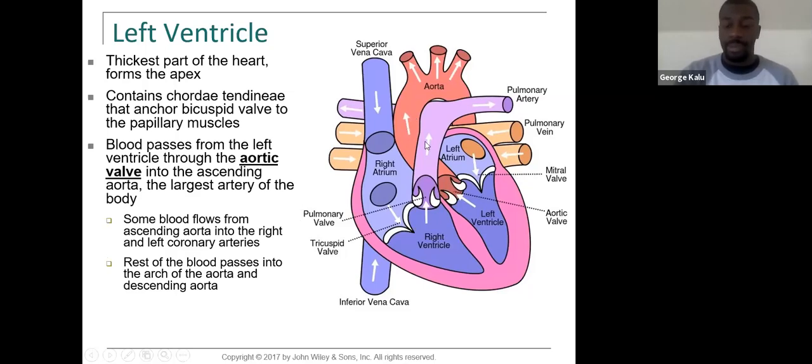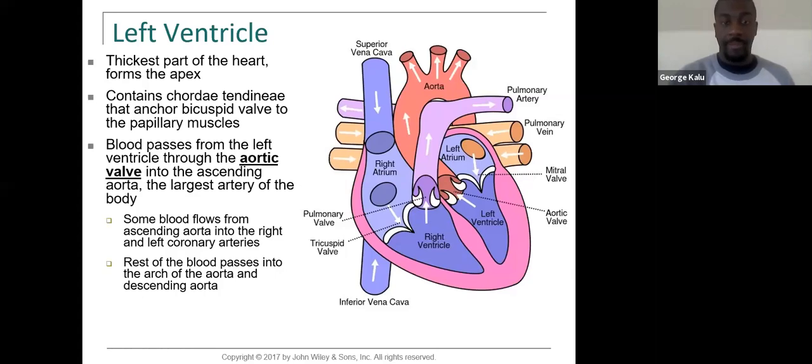Sorry, let me backtrack here. Some of that blood, when it enters the ascending aorta, will be deposited into the coronary arteries, which are going to supply the heart itself. And then the rest of it will pass into the aortic arch and into the descending aorta, and eventually to the rest of your body systems from there.